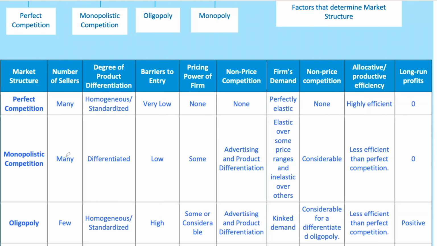Second is monopolistic competition. Its features include many sellers, differentiated products, low entry barriers, some pricing power. Firms compete on product differentiation through advertising and branding. Examples include restaurants, clothing brands, and hair salons.